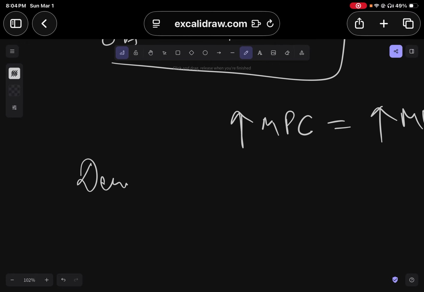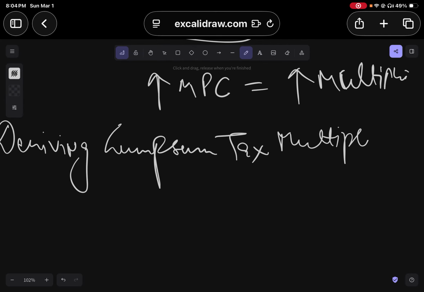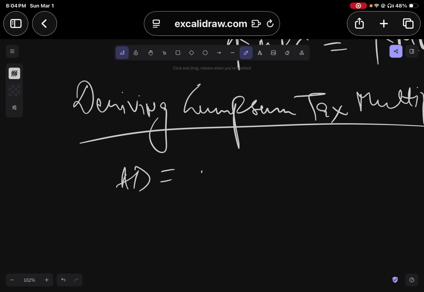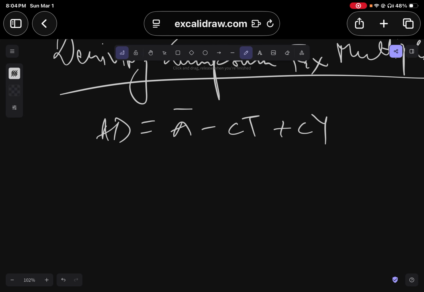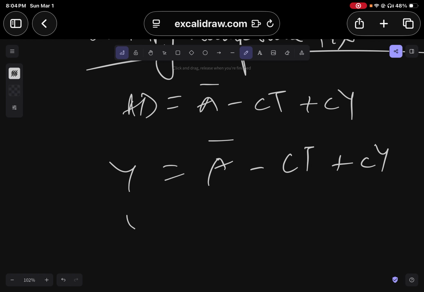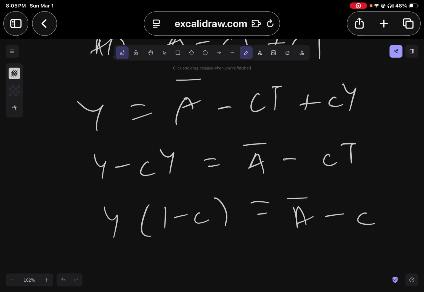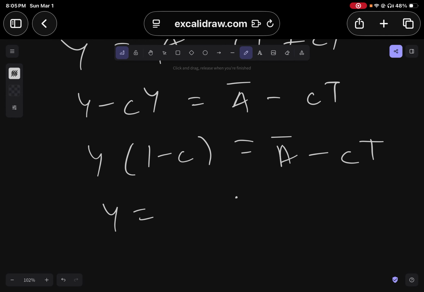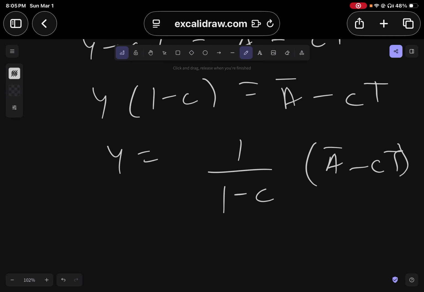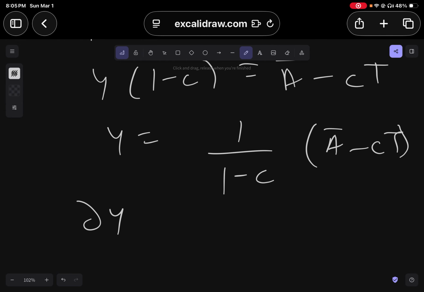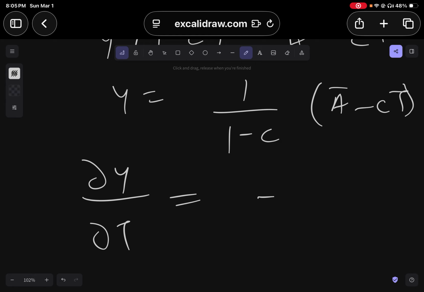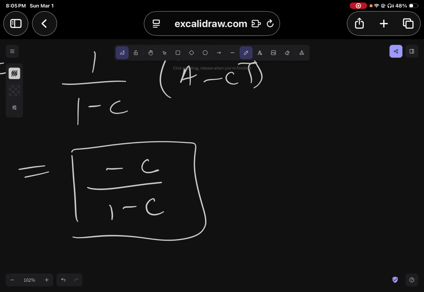Now deriving lump sum tax multiplier. AD is equal to A bar minus CT plus CY. In equilibrium, Y is equal to AD, so Y is equal to A bar minus CT plus CY. Y minus CY is equal to A bar minus CT. Y times 1 minus C is A bar minus CT. Y is equal to 1 upon 1 minus C times A bar minus CT. Now we will derive the lump sum tax multiplier. So we will differentiate by tax, and it will become minus C upon 1 minus C. This is lump sum tax multiplier.